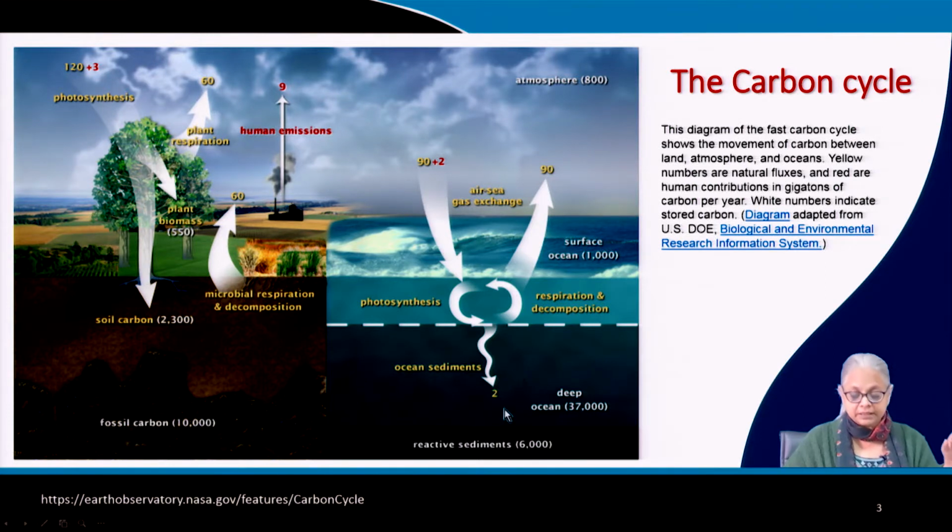It basically sinks down to the bottom, and you have a really high accumulation of organic carbon in the deep sediments. So deep ocean sediments, you can see how high the stored carbon is. It's a huge amount, 37,000. That's the biggest amount. It's even bigger than the fossil fuel carbon. And then you have reactive sediments, which are about 6,000 gigatons.